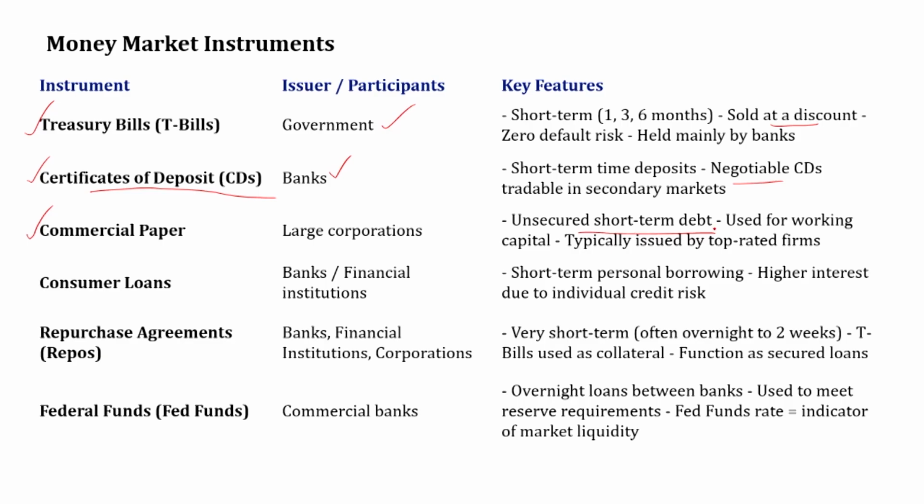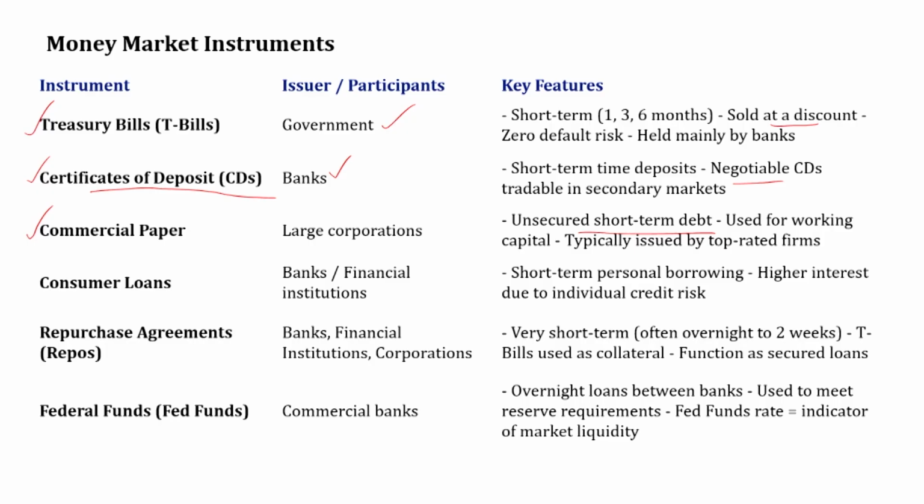issued by large corporations to meet short-term financing needs like working capital. Since it's not backed by collateral, only top-rated firms with strong credit profiles can issue them at reasonable rates. When I say there is no collateral, these are unsecured loans. That means when they issue this commercial paper, they don't need to give any collateral or any security as such.